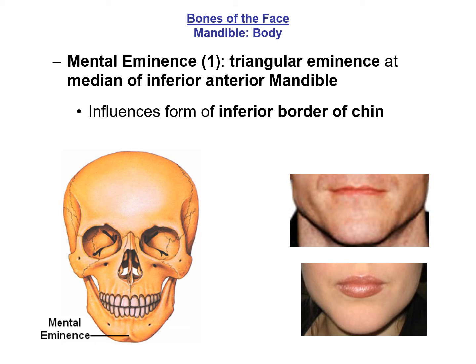If you look at the base of the mental eminence down at the bottom of the chin, it does tend to have a slight concavity. It can have a severe concavity, and so that's where you get kind of butt chins and things like that. But it will influence the inferior border of the chin. It will make it look a little bit different if it's structured differently.